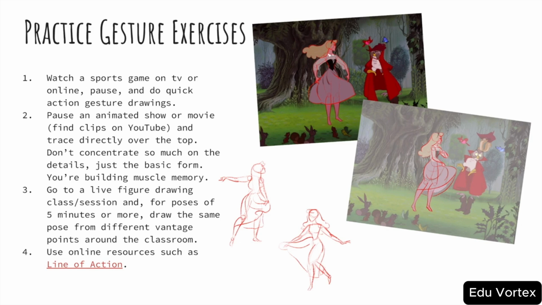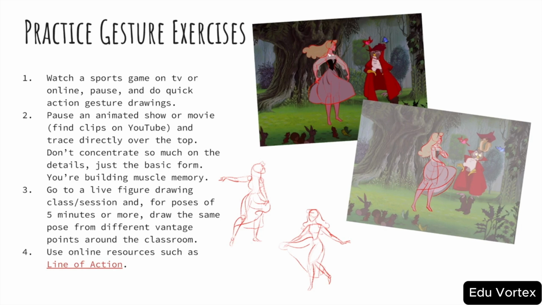The second exercise is similar, only this time you'll be pausing an animated show or movie, and you can always find clips on YouTube for this. And anyway, then trace directly over the top of the frames, which happens to be the example that I've shown. Don't concentrate so much on the details, just the basic form. With this exercise, you're learning from other artists and building muscle memory.